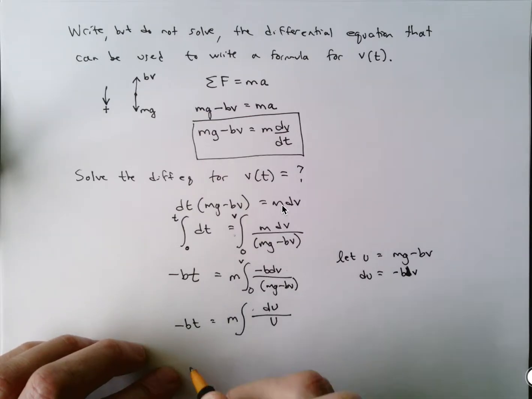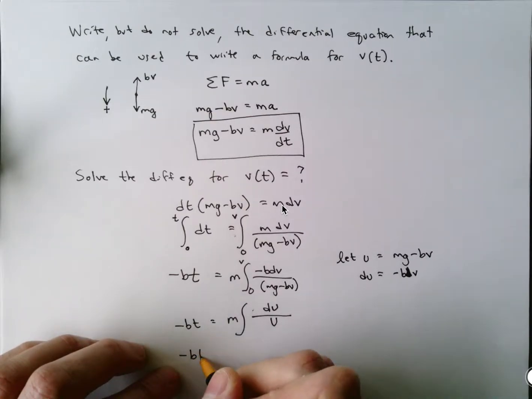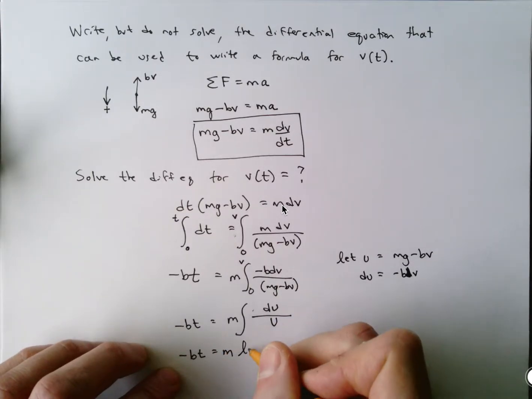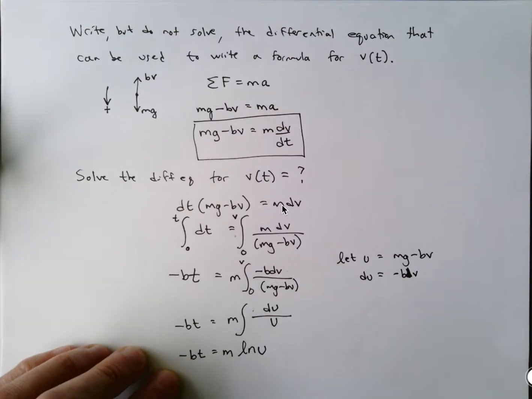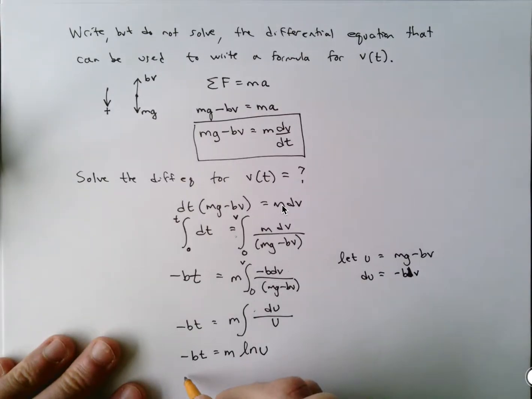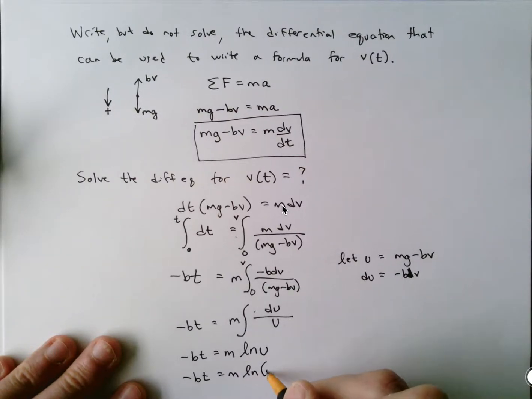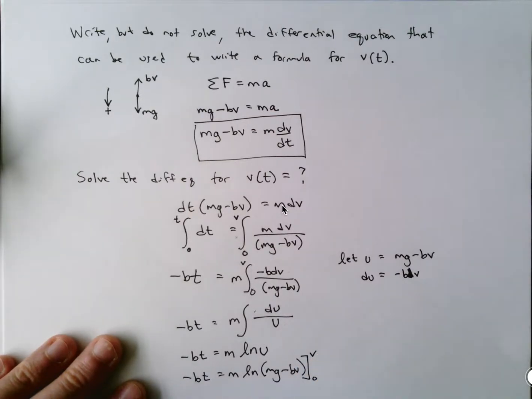All right, let's integrate this now. So I have negative bt equals m times the natural log of u. And now let's substitute back in what u is equal to. So the natural log of mg minus bv. Let's talk about our limits of integration, which are from 0 to v.